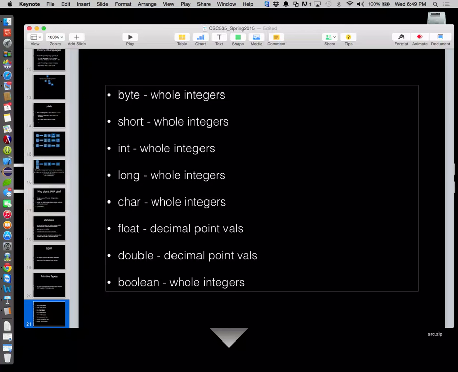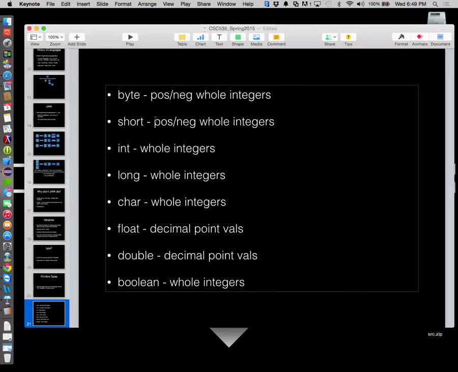We have a lot of stuff in this list that all do the same thing. So what do we have? We have 1, 2, 3, 4, 5, 6 different ways of holding whole integers. Well, let's narrow this down a little bit. Bytes hold positive and negative whole integers. That's a little better now, right?